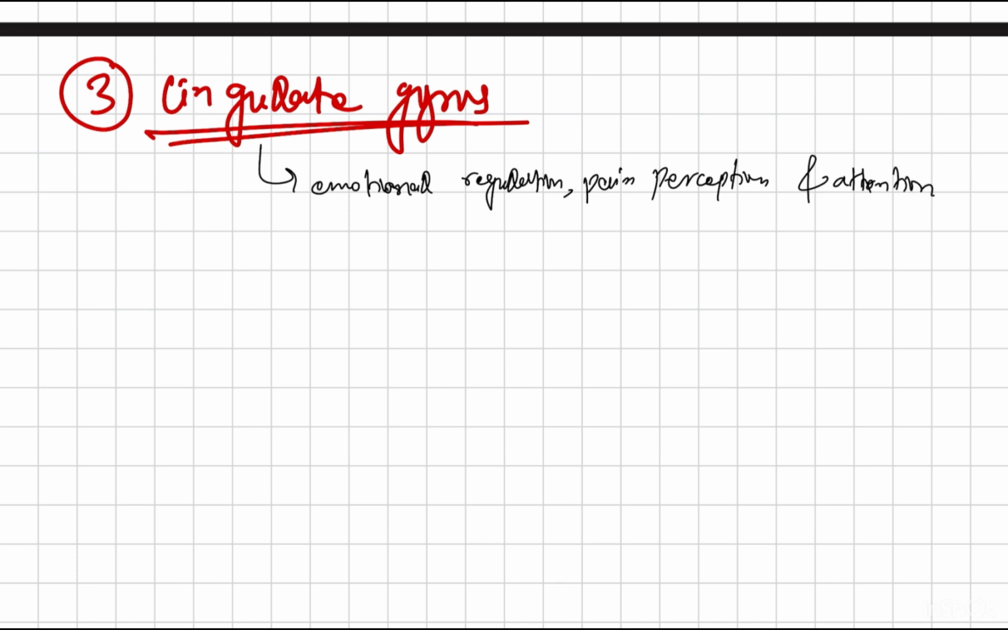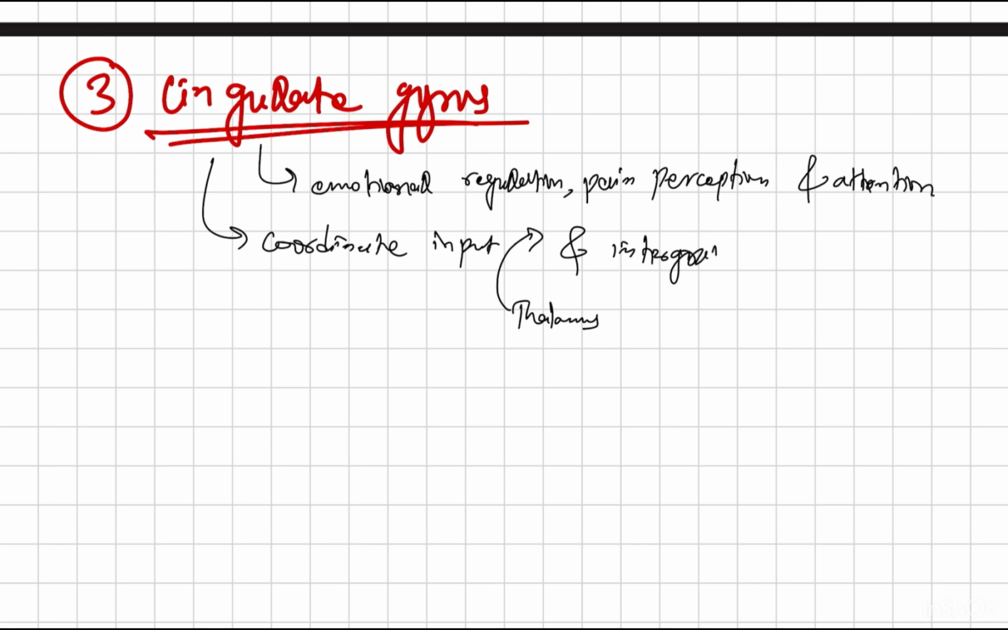It coordinates input from the thalamus and integrates it with emotional tone. When the thalamus sends the impulse, it is integrated with its emotional tone. So its function is to coordinate input from the thalamus and integrate it with emotional tone.